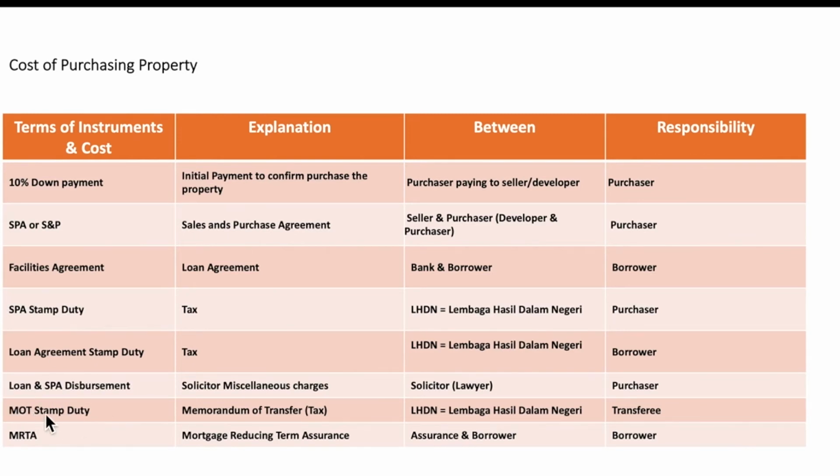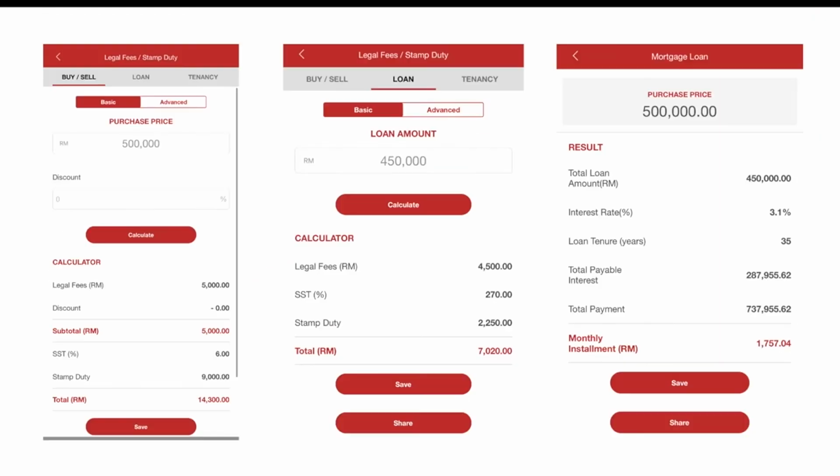But this one is actually the SPA stamp duty, which is the MOT. Okay, it is the MOT. So you can see 9,000. It's very heavy. This is MOT. Okay, and legal stamp duty for loan agreement. Okay, legal fee for loan.